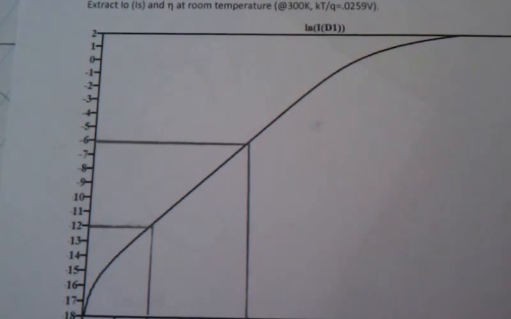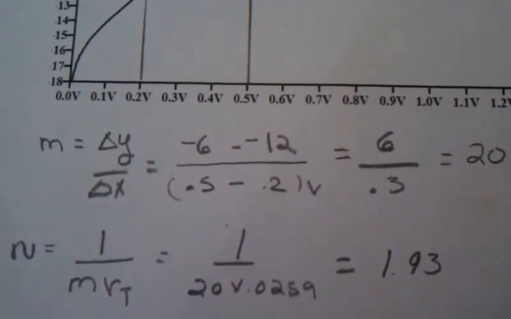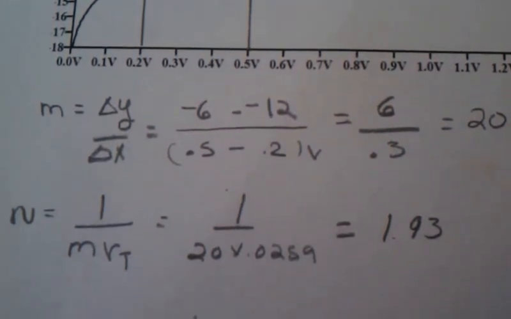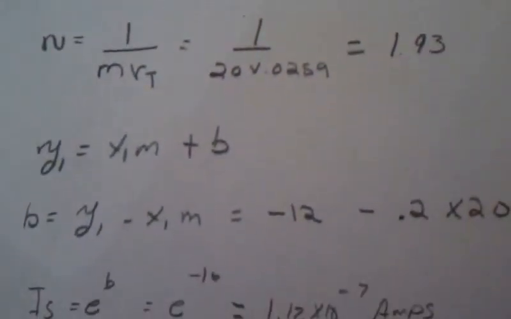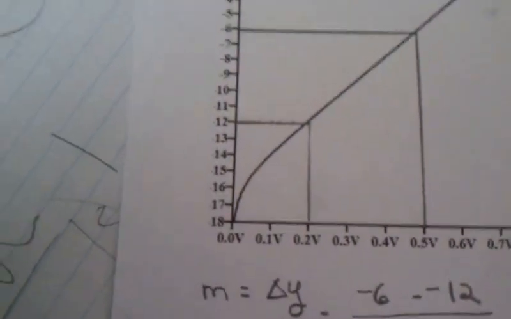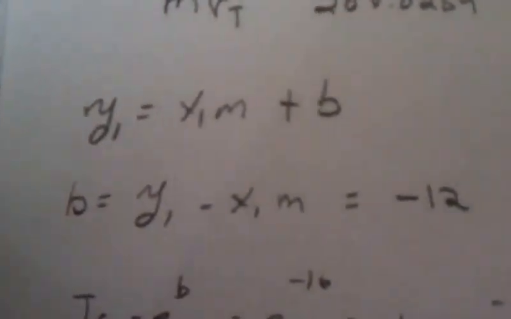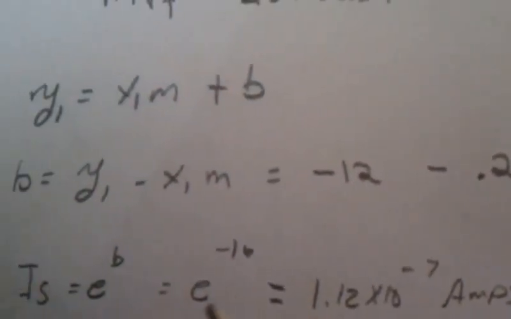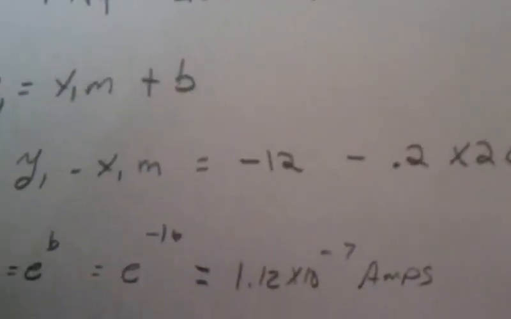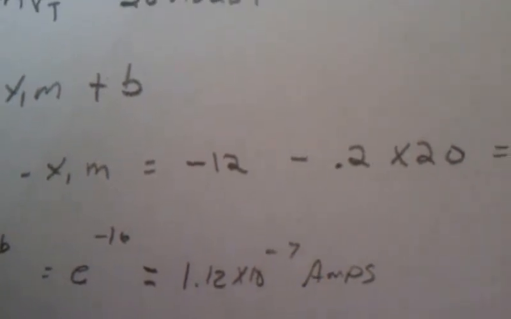Here we need to extract the saturation current and the ideality factor of a diode. And if you look at the numbers I use for the slope, I get a slope of 20, which leads to an ideality factor of about 1.93, which then I just find the B-intercept, which could be done graphically as well. So I get about minus 16. And so when I put this into the equation, I get about 1.12 to the minus 7 amps.